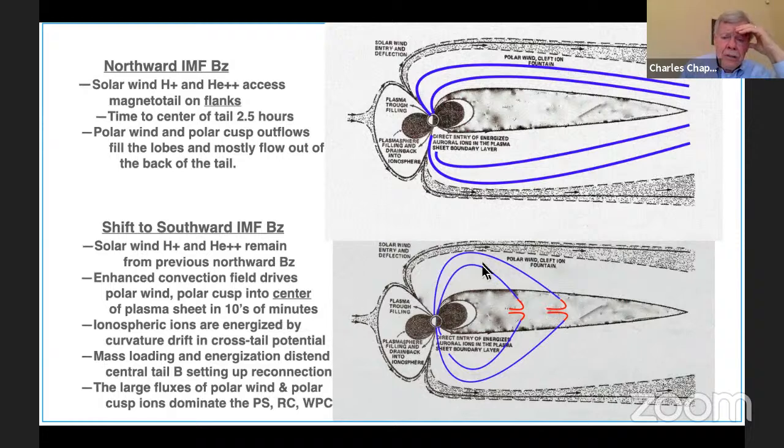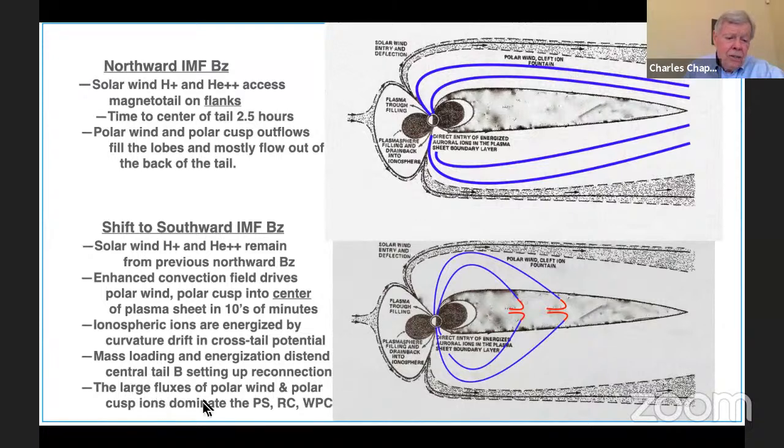And looking at those trajectories earlier, we know that these ion trajectories can get you from the lobe into the plasma sheet in a matter of 10 to 20 minutes. And the energization can take place in less than 10 minutes once the particle is into the distended part. So enhanced convection drives polar wind and polar cusp into the center of the plasma sheet in tens of minutes. The ionospheric ions are energized by the curvature drift and the cross-tail potential. We've got mass loading and energization that distend the central tail magnetic field, setting up reconnection.